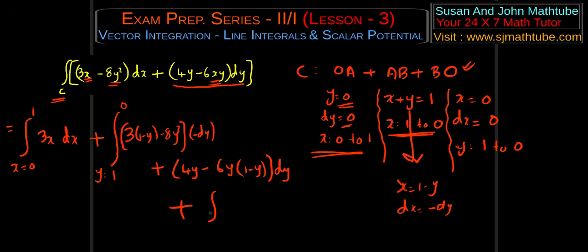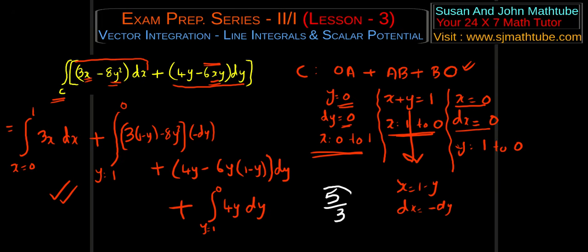In the last integral, y moves from 1 to 0. And the good news is x is equal to 0 and dx is equal to 0. So the whole first term will disappear, and since x is equal to 0, this part will also disappear. So you end up with 4y dy. And that's it. I'm sure you're very good with basic integration, so integrate yourself. The final answer should turn out to be 5 by 3, so you can check whether you get 5 by 3 or not.